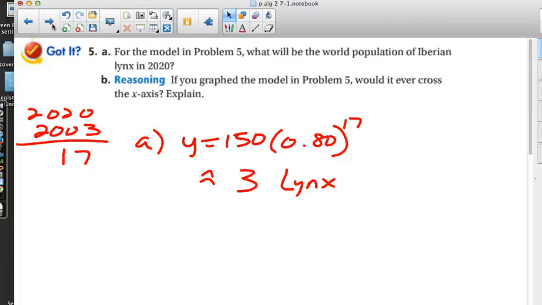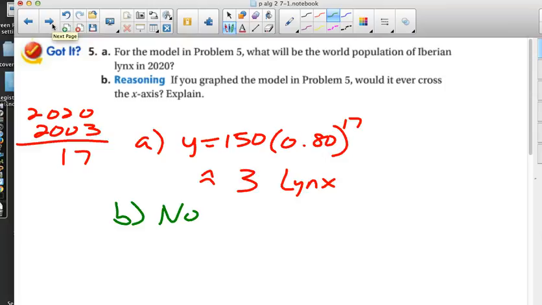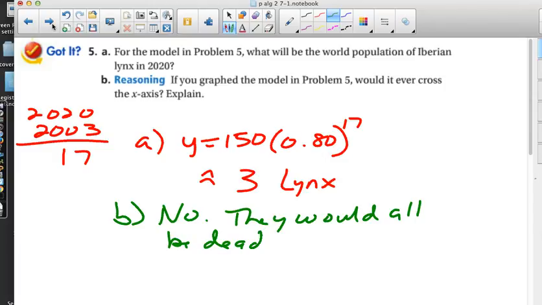And what we just said about B was, is it ever going to cross the x-axis? The answer is absolutely not. They'd all be dead, and we would have 0. That would be it. So they would all be dead at 0. So, like I said, I check on them every year.